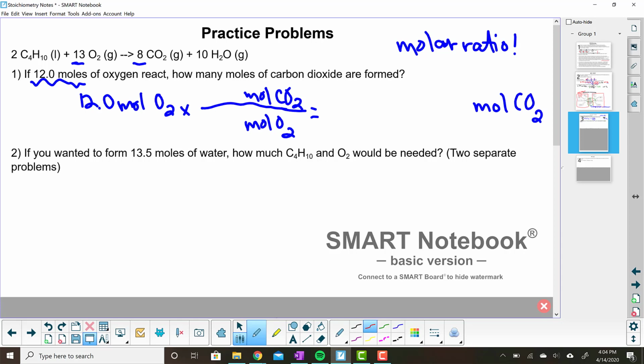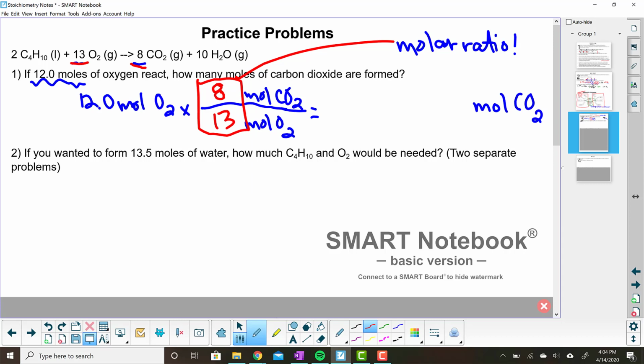Now, I get these numbers whenever I have moles and moles. I have to use a balanced chemical reaction. And this reaction says that every time I have 13 moles of oxygen, I produce 8 moles of carbon dioxide. That's the molar ratio. Now let's see if we get fewer than 8 moles when we multiply this all out.